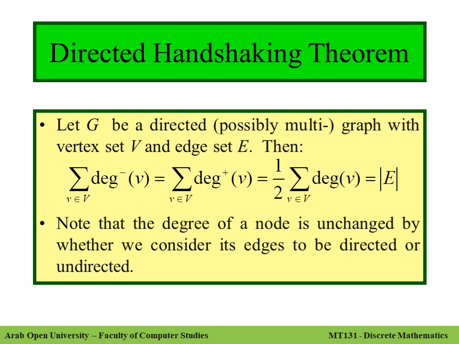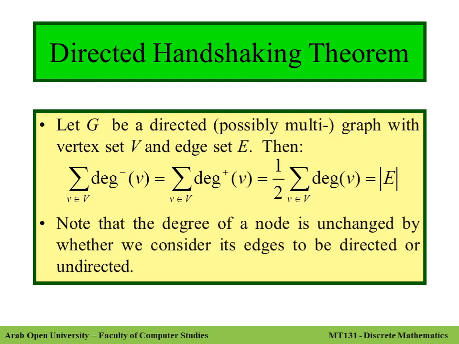For example, if the sum of the out degrees is 10, then the sum of the in degrees is also 10. And that makes the sum of all degrees equal to 20. Half of that is the number of edges. We will look at an example to verify this for directed graphs.